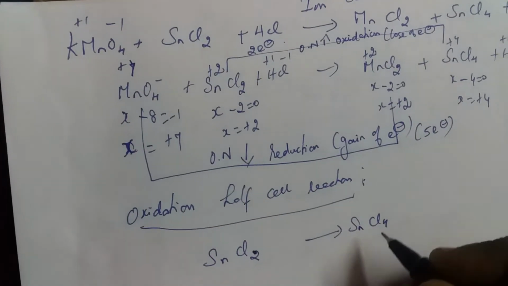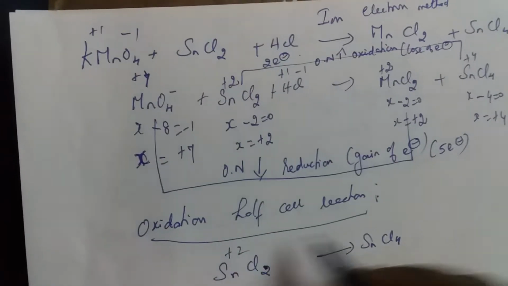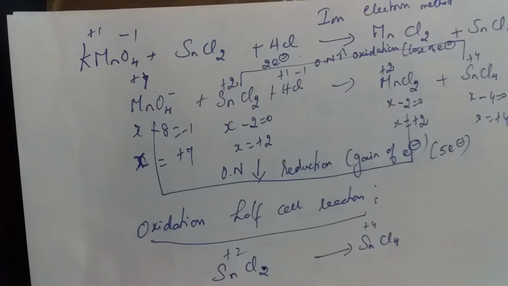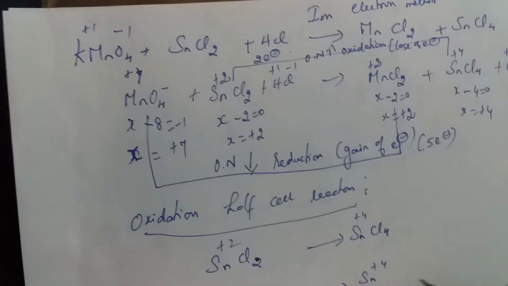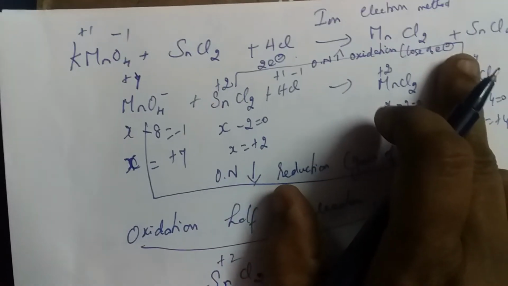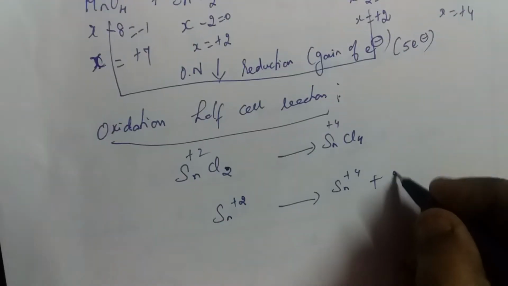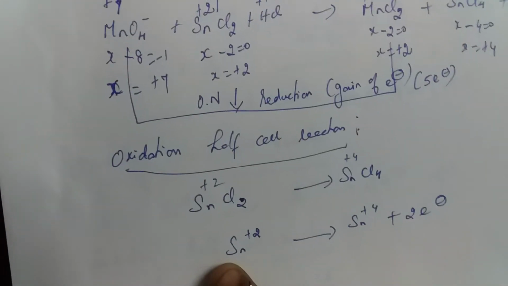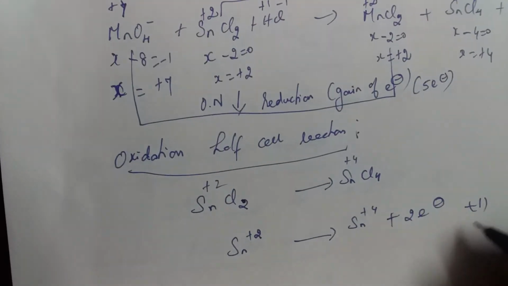First we have to convert it into ionic form. What is the oxidation state of tin? Here +2, here +4. Therefore in ionic form you convert Sn2 plus, that gives Sn4 plus. Then, oxidation means loss of electrons. How many electrons does it lose? Tin loses 2 electrons. Therefore you have to write 2 electrons here. Then you balance the number of atoms. Here 1 tin and here also 1 tin. Therefore it is balanced. You mark this equation as 1.